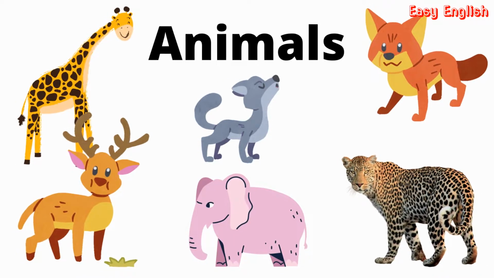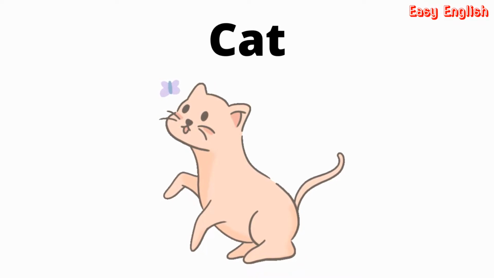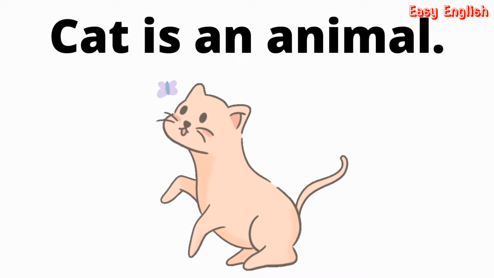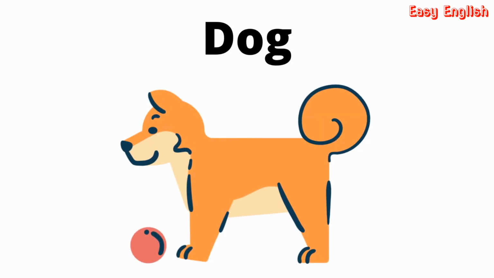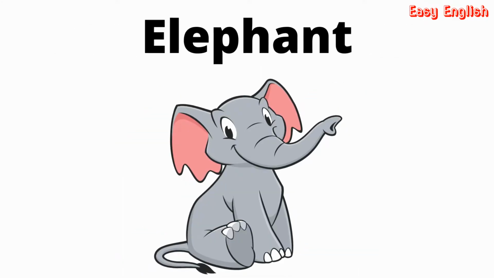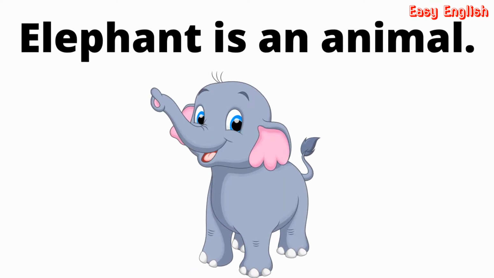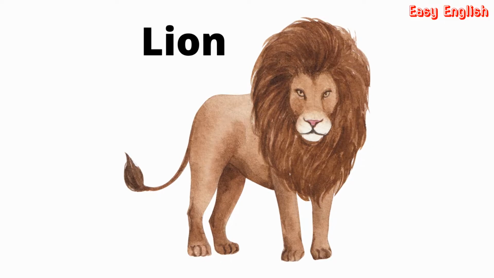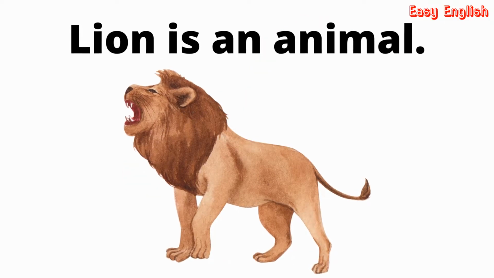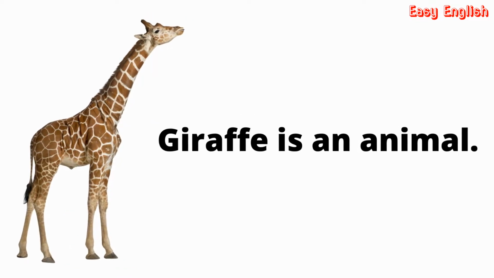Animals. Cat. Cat is an animal. Dog. Dog is an animal. Elephant. Elephant is an animal. Lion. Lion is an animal. Giraffe. Giraffe is an animal.